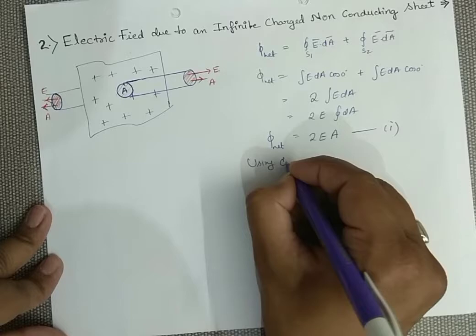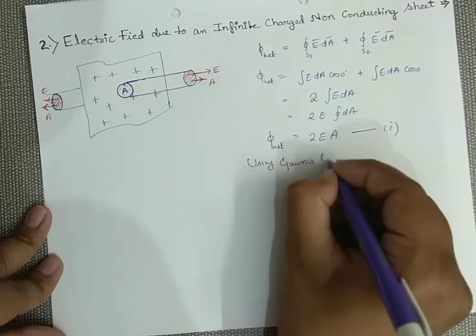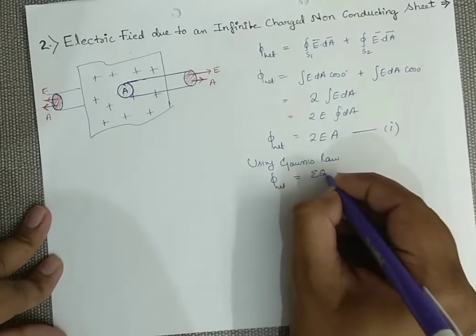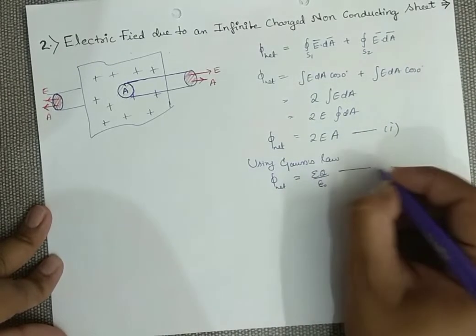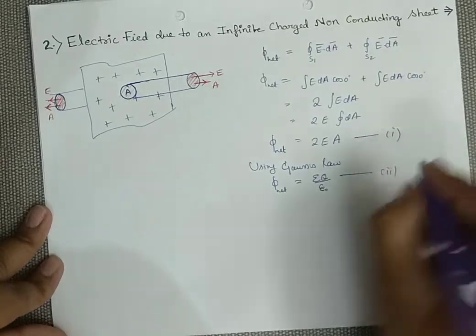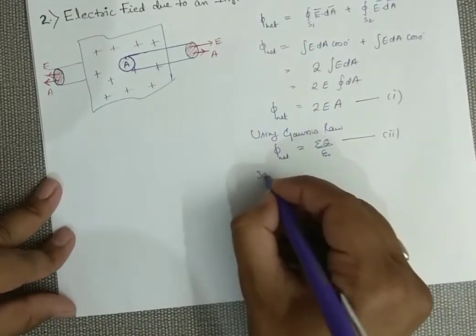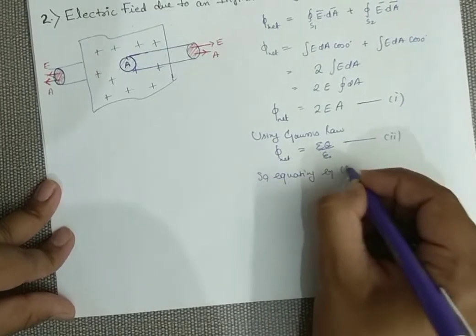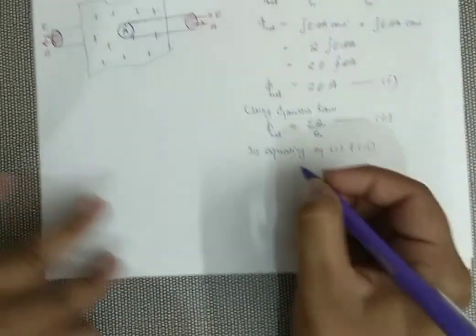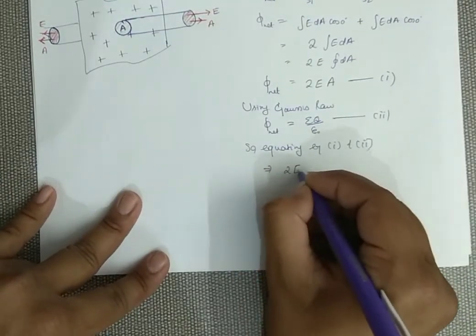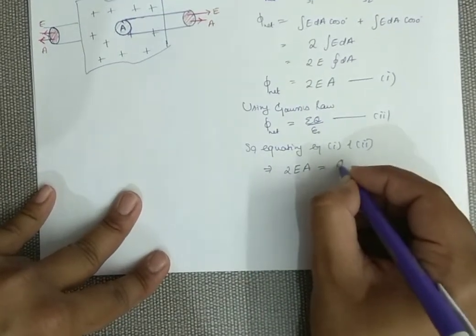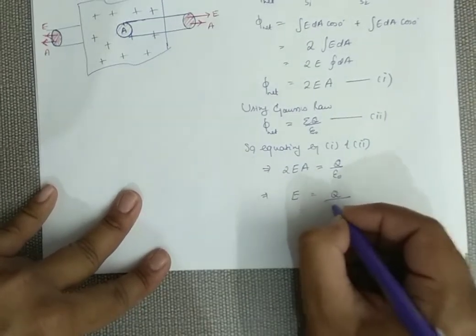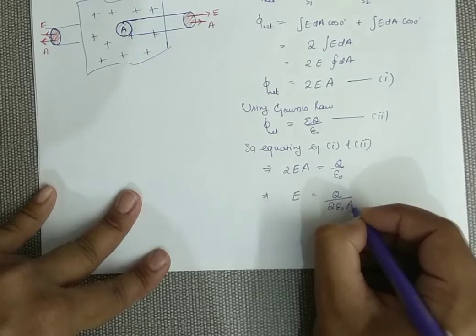Again, using Gauss theorem, what does Gauss law state? According to Gauss law, net flux is total charge divided by epsilon naught. Both the equations represent the net flux. So equating equation first and second, you will get 2 times EA equals total charge divided by epsilon naught. So your electric field equals Q upon 2 epsilon naught times A.